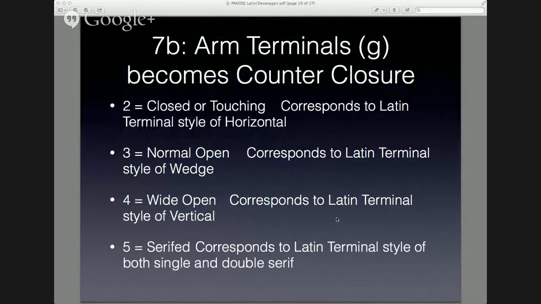Counter closure. Arm terminals basically referred to the serifing or the termination of the uppercase C. If you think about that, the mouth of the C, does it look like it's laughing, or does it look like it's chewing, or does it look like it's, you know, grimacing? Same thing is true here.